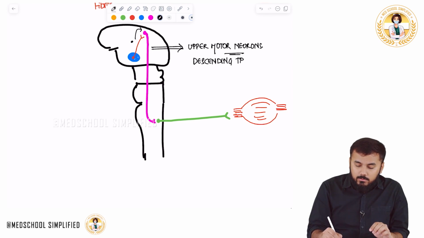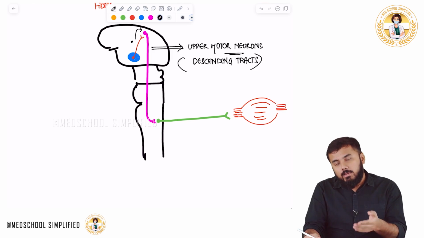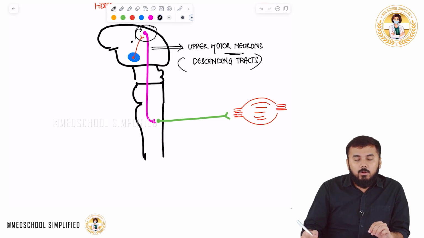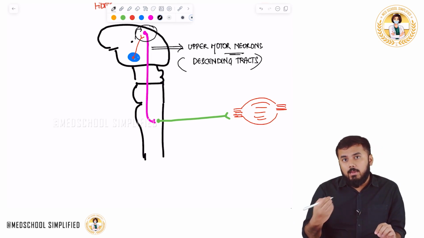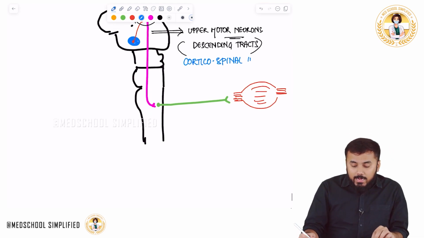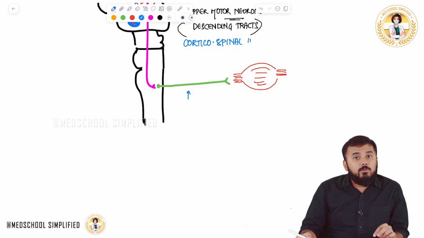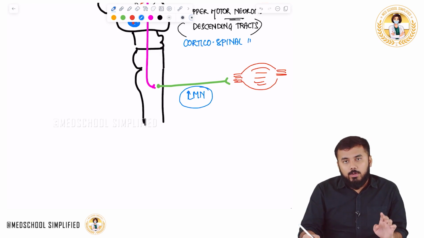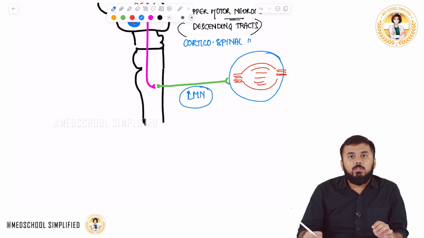Descending tracts. So if you want me to name this tract, just look from where till where this tract is coming. This tract started in the cerebral cortex and is coming to the spinal cord. So can I write it as corticospinal tract? So this tract is called the corticospinal tract. And next, what are these neurons that are going away from the spinal cord and entering into your muscles? These are called lower motor neurons. Lower motor neurons are the ones which will execute the contraction.